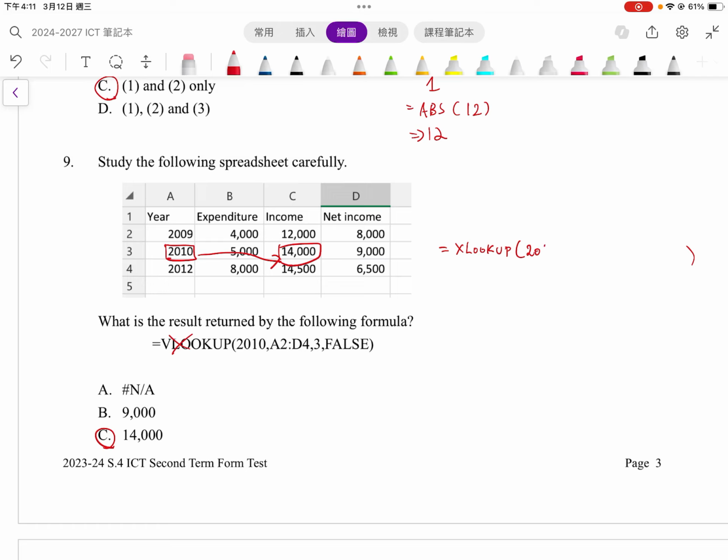Okay, maybe I'm searching 2010, the same thing. But in the XLOOKUP, we are going to find out this 2010 is related to column A. Let's call it A2 to A4.